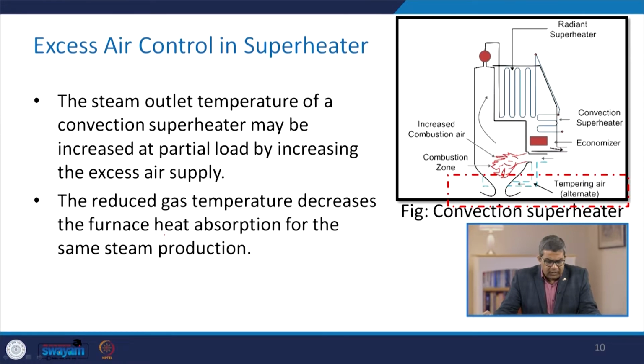Now, the steam outlet temperature of a convective superheater may be increased at partial load by increasing the excess air supply. Here you can see sometimes we need to go for the tempering air. Now, the reduced gas temperature decreases the furnace heat absorption for the same steam production.